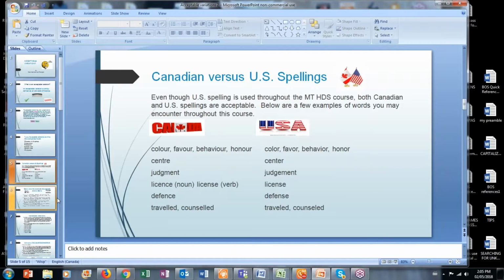So before we move out of the Canada versus the US spellings, are there any questions on that? Or are there any comments? If you want to just let us know.